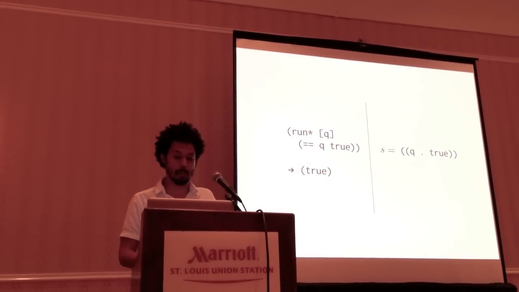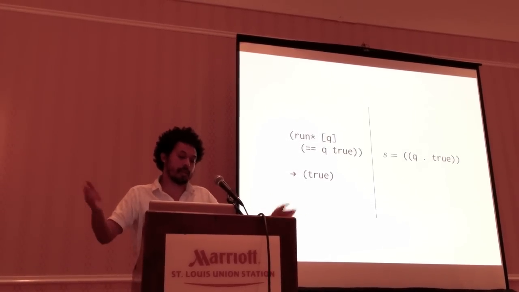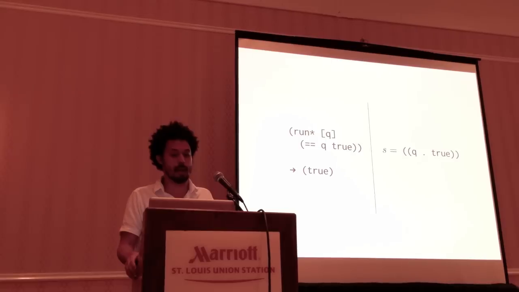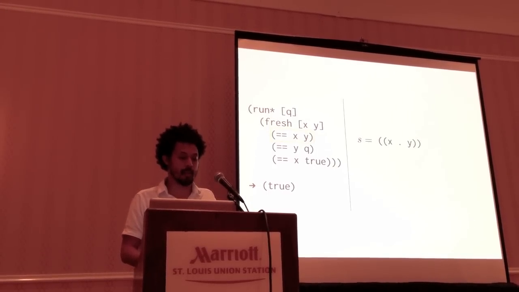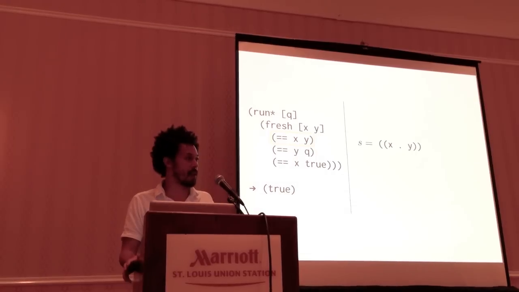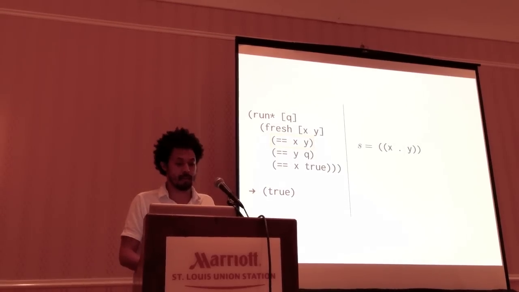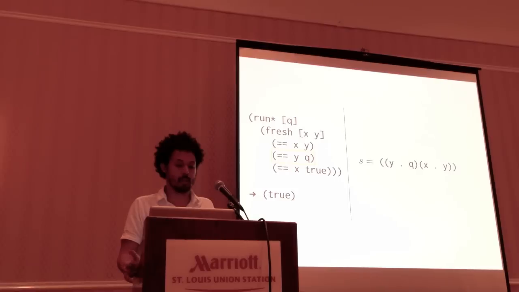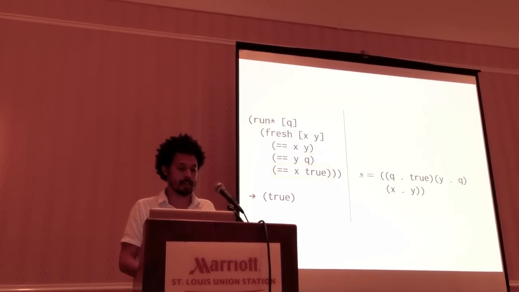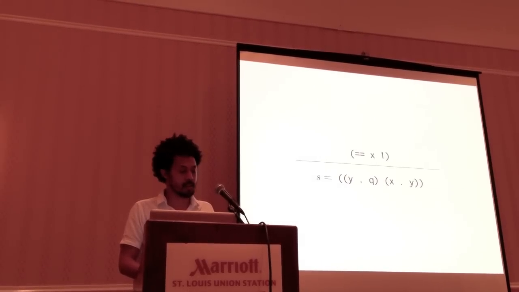And just a few more examples. So here, in that initial example that I showed you, it's just a substitution map that has q bound to true. In this case, let's just break it down. After the first goal is run, the substitution map looks like this. You've got x and y. In the next step, you've got y is bound to q and x is bound to y. And the last step, well, that's kind of weird. What happened? Why is q bound to true?